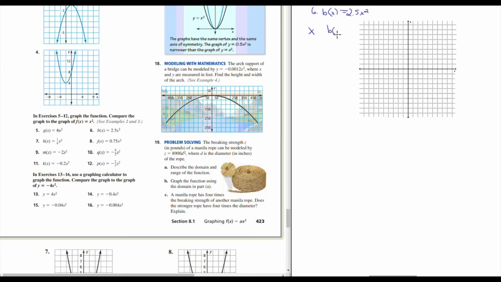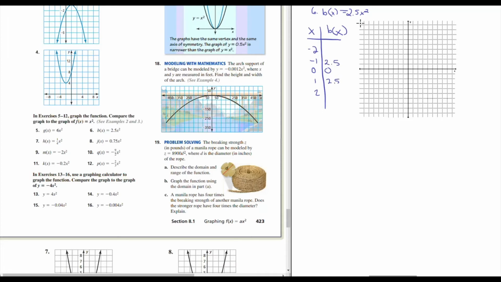So x, b of x. I'll start by inputting a 0. I'll also input 1, -1, 2, and -2. Alright, so if I input 0, follow the order of operations. 0 squared times 2.5 is 0. 1 squared is 1 times 2.5 is 2.5. You get the same thing out with the -1 inputting into the function.